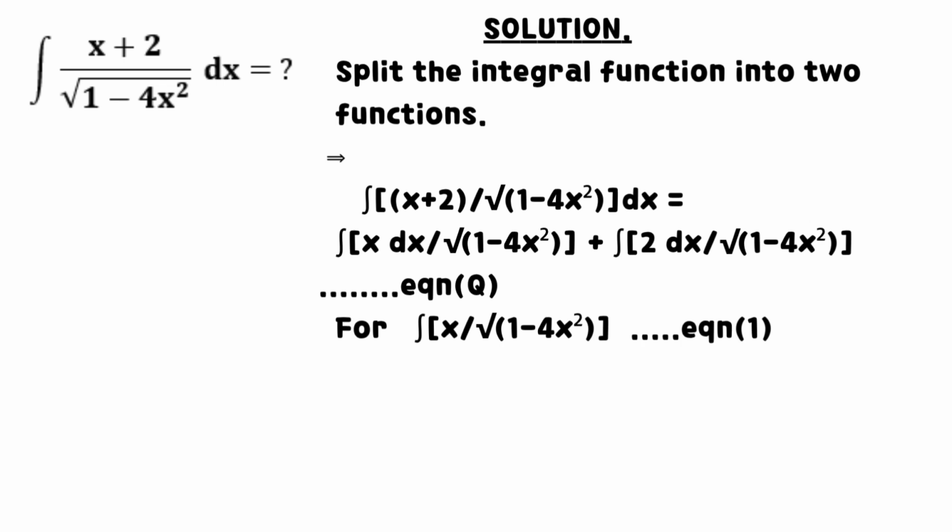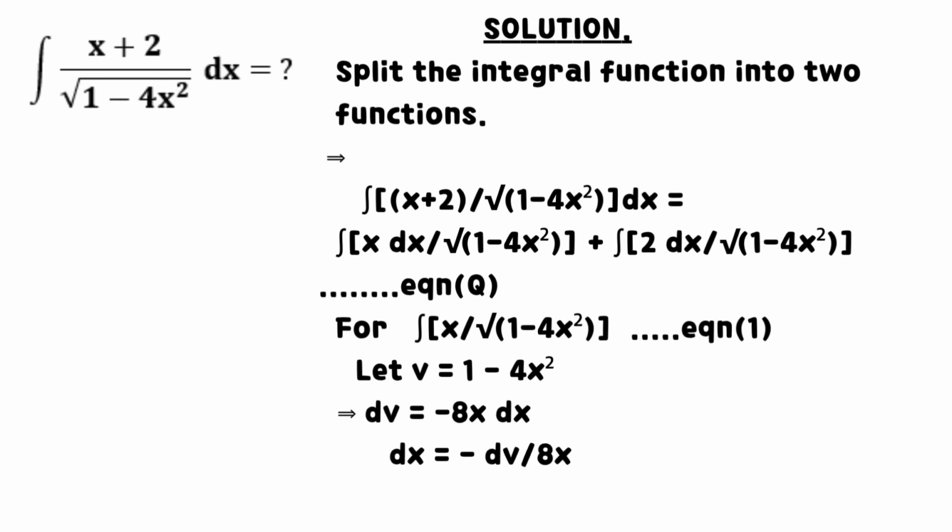Integral x dx divided by the square root of 1 minus 4x², which we call equation 1. Let v equal 1 minus 4x². We have that dv equals negative 8x dx. Make dx the subject of the formula. It implies that dx equals negative dv divided by 8x.